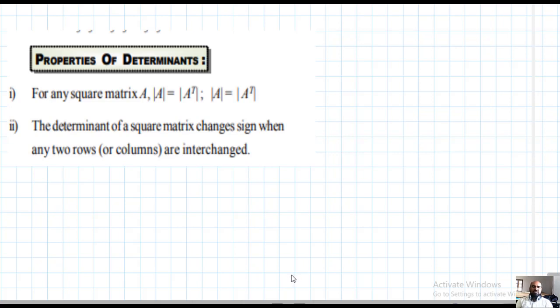Hello students, this is the 10th part of matrices. Today I am going to explain some problems based on properties of determinant of a 3 by 3 matrix.